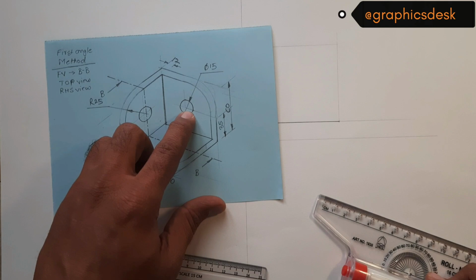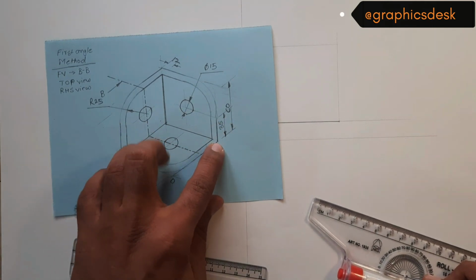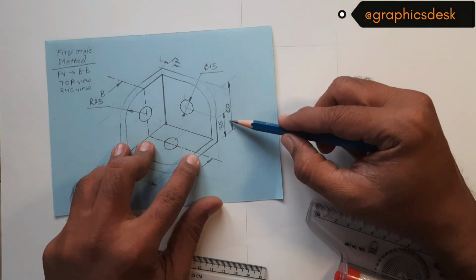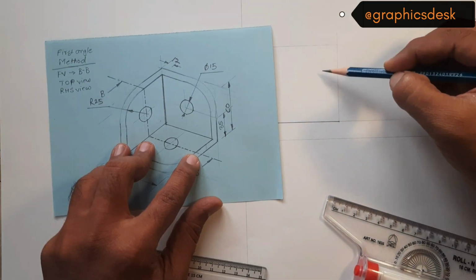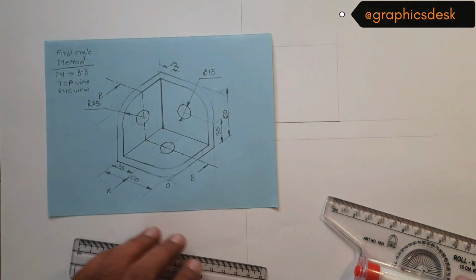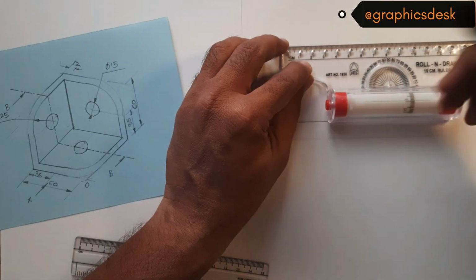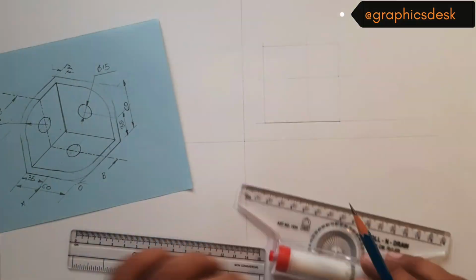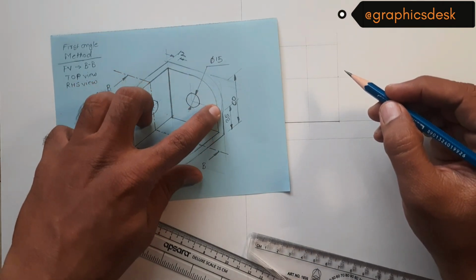So let's look at the center of this first, which is 35 mm from the base of the object, and which is essentially 25 mm from the top, because 60 minus 35 is 25. So it is 25 mm from the top and 25 mm from the right hand side face of it. So let me measure that. So this is the center, which is the center for this hole and also for this arc.